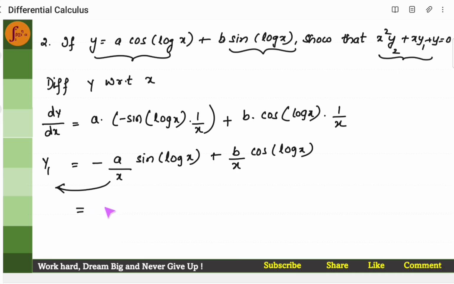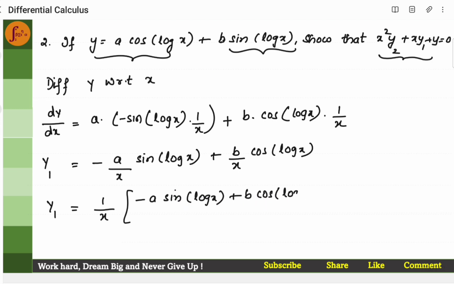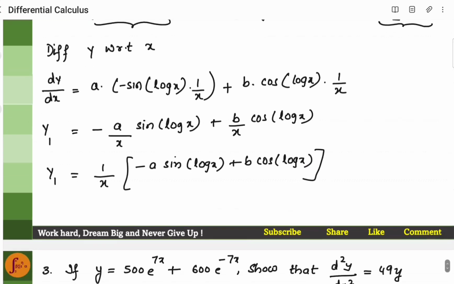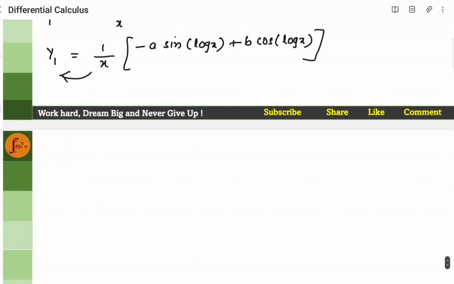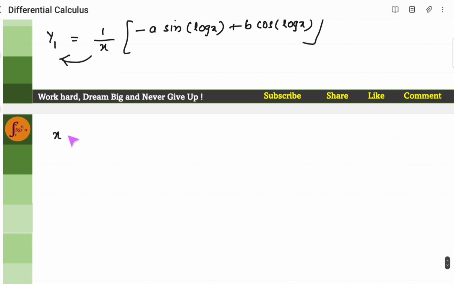So we can write this as, we'll take x as common here, 1 by x. So we'll get minus a sine log x plus b cos of log x. We can shift x this side. So if I shift x this side, I'll get x into y1 is equal to minus a sine of log x plus b cos of log x. Now we'll have to differentiate again.